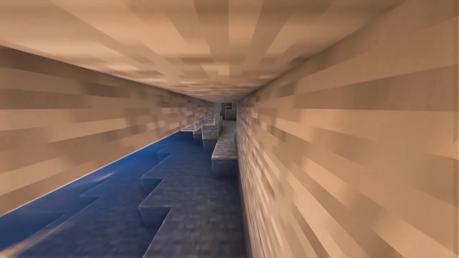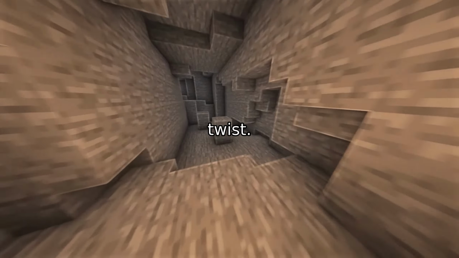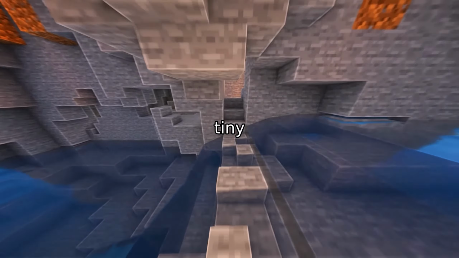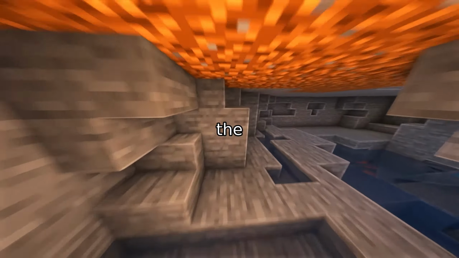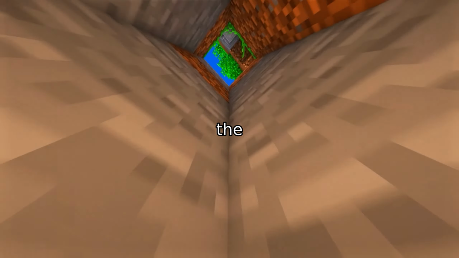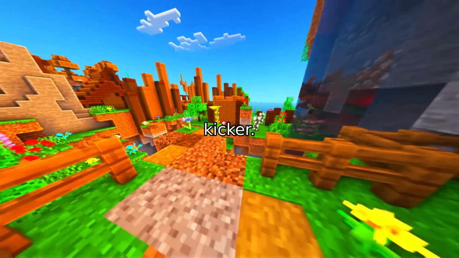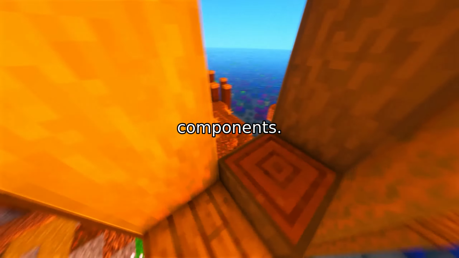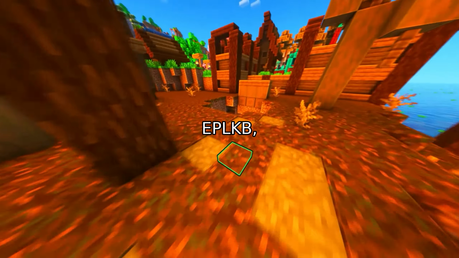Enter LKMN. This model is a CNN, but with a clever twist, large convolutional kernels. Imagine using a wide brush instead of a tiny paintbrush. These kernels see more of the image at once, capturing both local details like the edges of a leaf and global context like the entire tree. But here's the kicker. LKMN doesn't sacrifice speed. How? Two smart components, the Enhanced Partial Large Kernel Block, EPLKB, and the Cross-Gate Feed-Forward Network, CGFN.